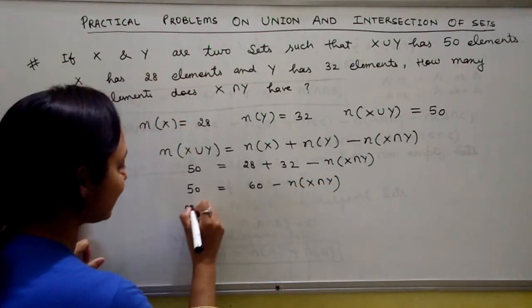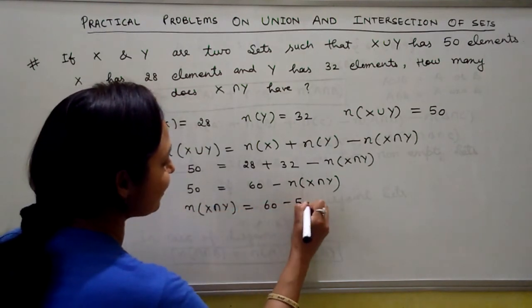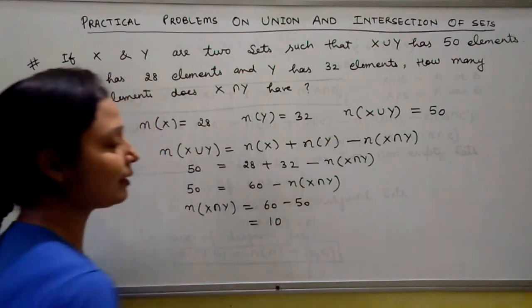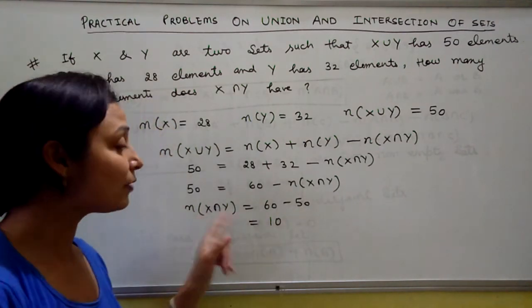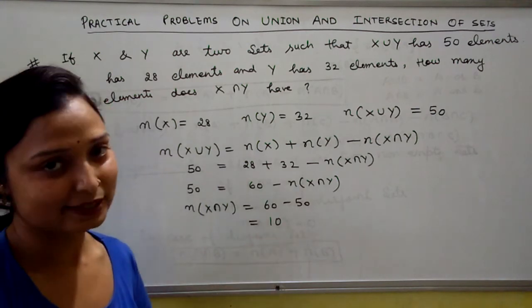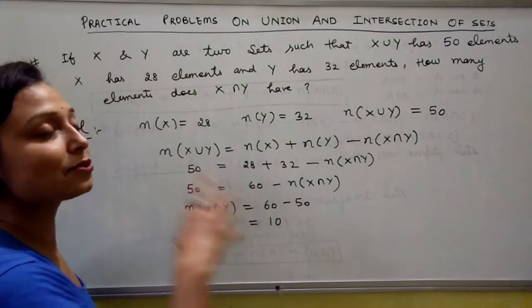Now n of X intersection Y equals 60 minus 50. So we will have 10 in common, X and Y. X and Y have 10 elements. So this is the way to solve questions on the basis of that formula.